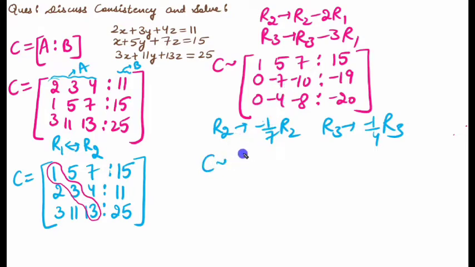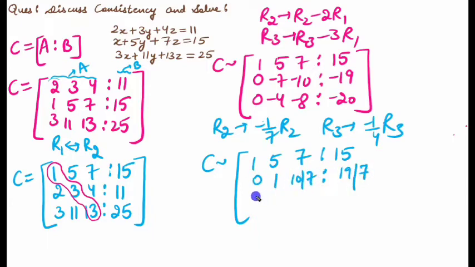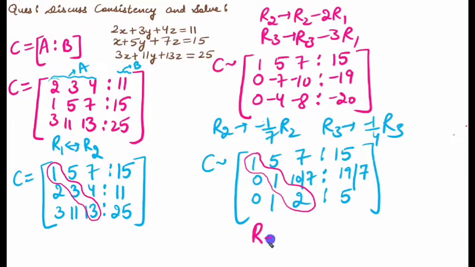So after applying these operations, the matrix C would become 1, 5, 7, 15 and this would be 0, 1, 10 by 7, 19 by 7, 0, 1, 2 and 5. So matrix C is becoming like this. Here again there is a leading diagonal, and below it there is an element 1 which we need to make 0. To create the 0 here, we will be using a row operation: R3 goes to R3 minus R2.